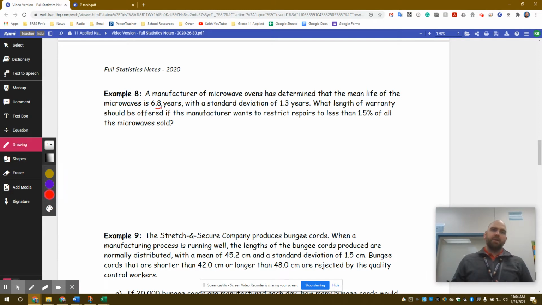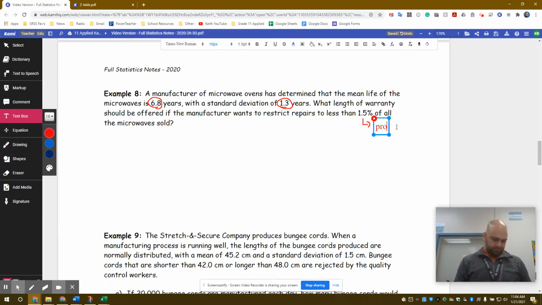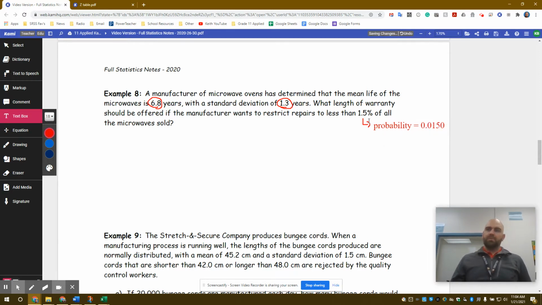So we have our mean right here, 6.8 years, and we have our standard deviation right here. We're looking for the data point, and we need a Z-score. This is not a Z-score. That right there is a probability, and that probability is the same as 0.0150. Our probability is 1.5%, which is 0.0150 when we divide it by 100. We have to figure out what our Z-score is.